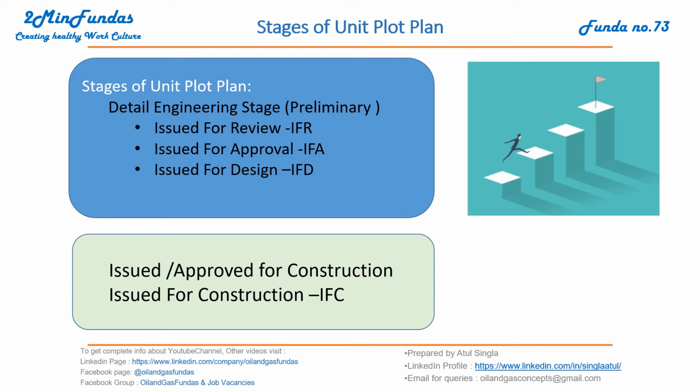Later on, when the information gets more mature and we are able to incorporate all these comments, then we issue it for construction. Sometimes at this stage, we issue it for construction with some holds, for which we take approval from client. We have these holds, but we want to issue this for construction. So they provide their approval and we issue it for construction. And once all the holds are removed, we issue it for construction again. This is the final stage of the plot plan.